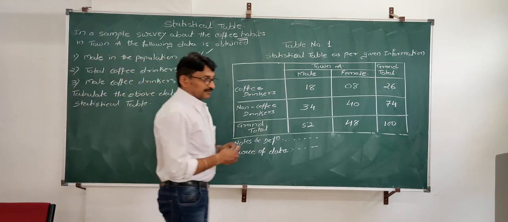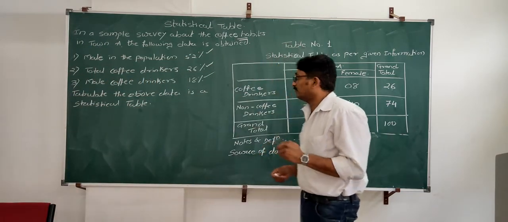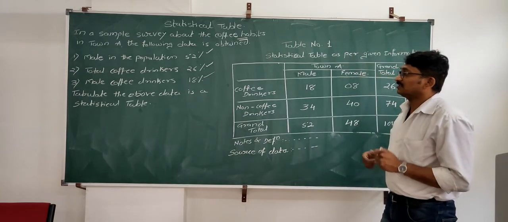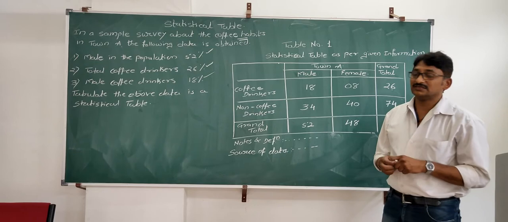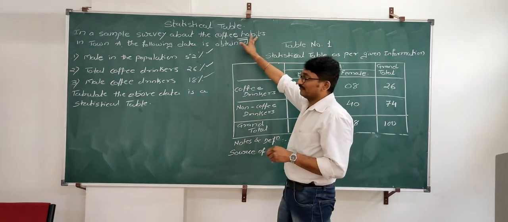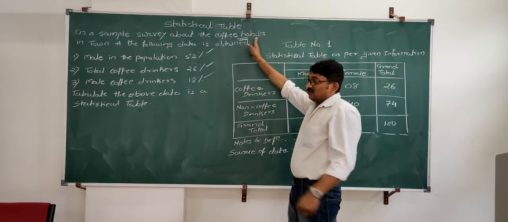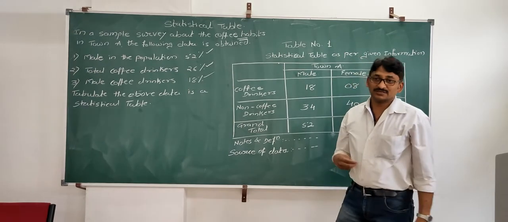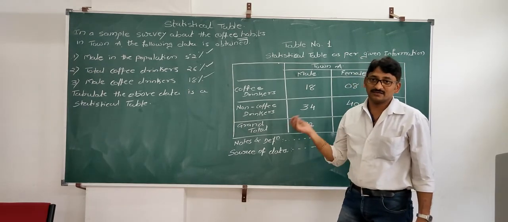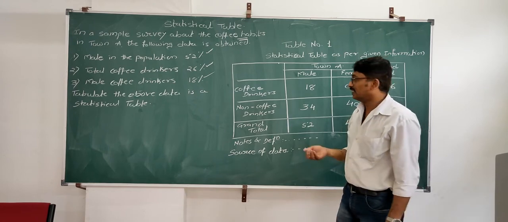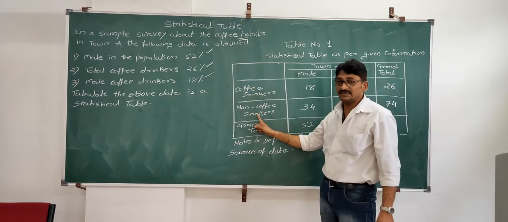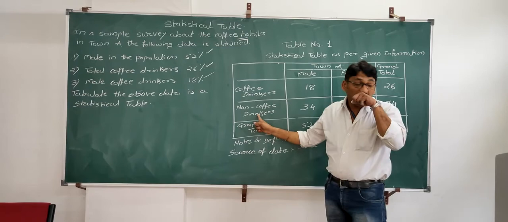I'll explain once again. First of all, you have to read the problem very carefully. Check on what basis the classification or tabulation is done. Here the base is coffee habits. Coffee habit means there may be some persons who like to drink coffee, and there may be some people who do not like to drink coffee. So I have taken here coffee drinkers and non-coffee drinkers.